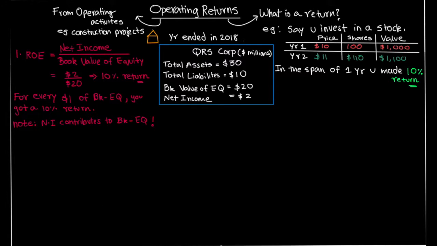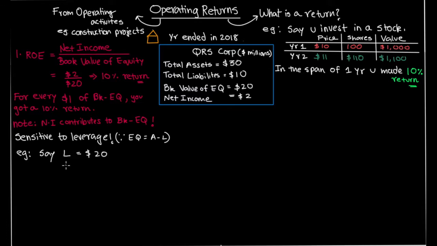There is a serious thing to consider, you could say a downfall in this, which is that the return on equity is quite sensitive to leverage. Because equity is equal to assets minus liabilities, and liability is leverage. Let us say the liabilities are equal to 20 million. It has increased from 10 million to 20 million and the assets remain the same. Then the equity has come down to about $10 million.